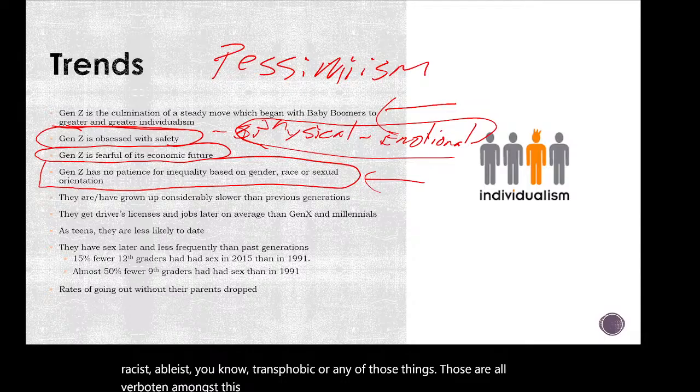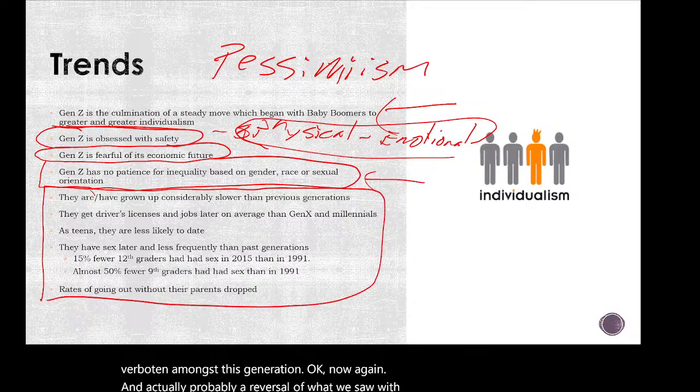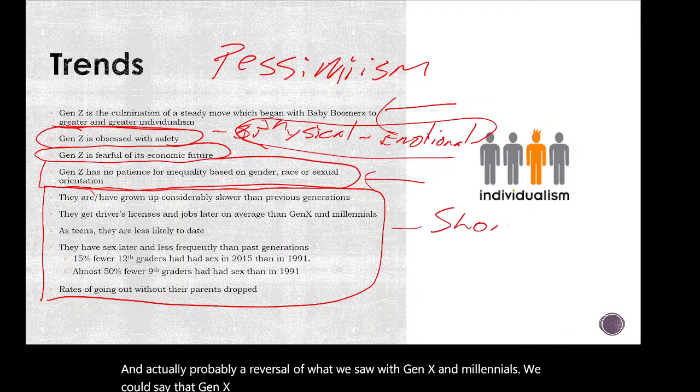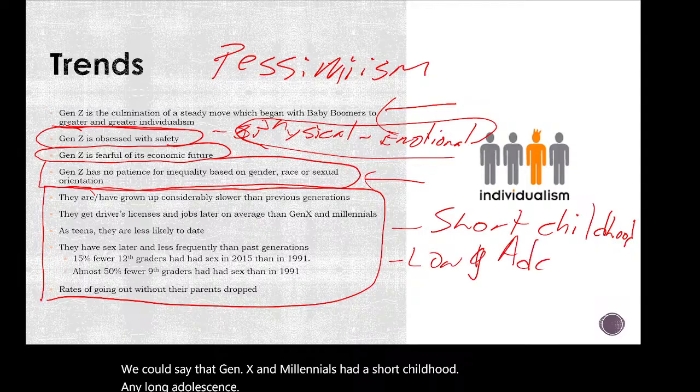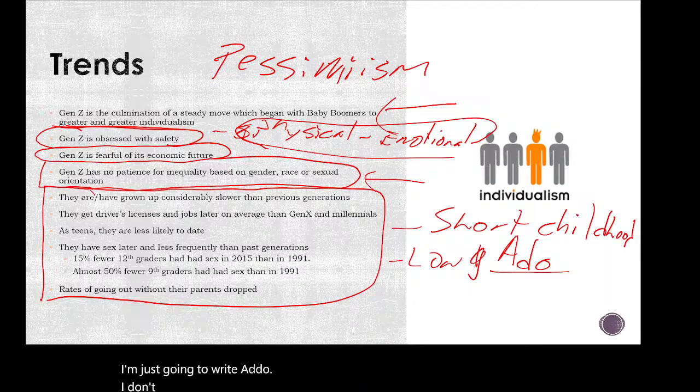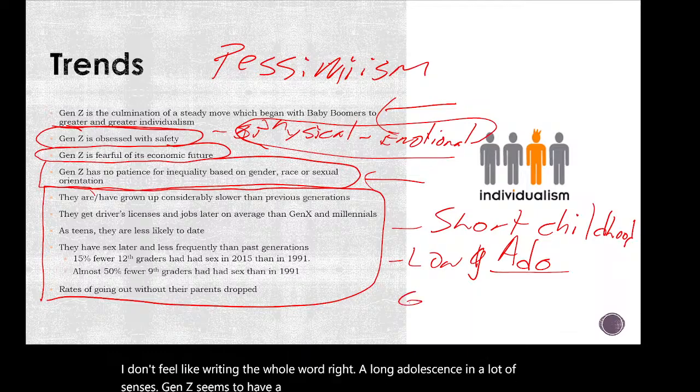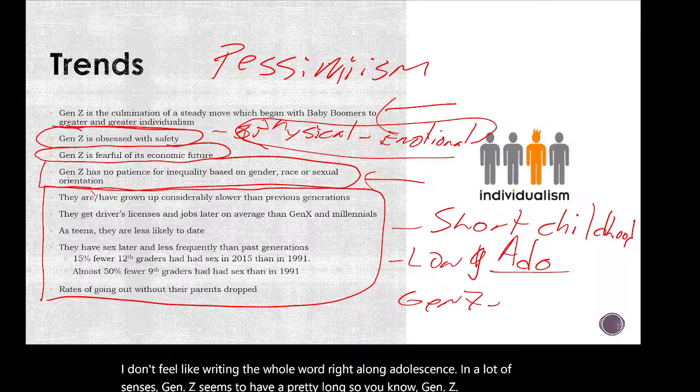Okay, now, and actually probably a reversal of what we saw with Gen X and millennials. We could say that Gen X and millennials had a short childhood and a long adolescence. I'm just going to write adolescence short because I don't feel like writing the whole word, right? In a lot of senses, Gen Z seems to have a long childhood, right?